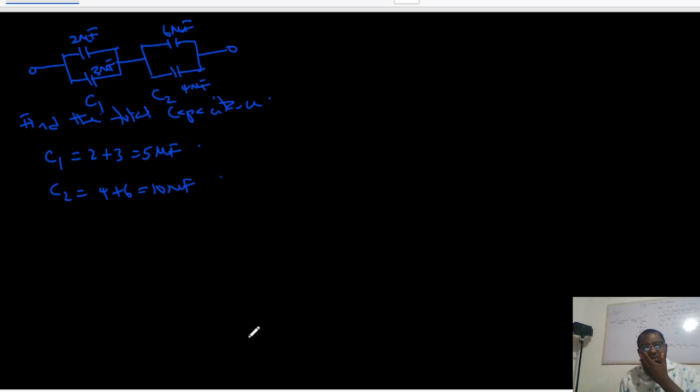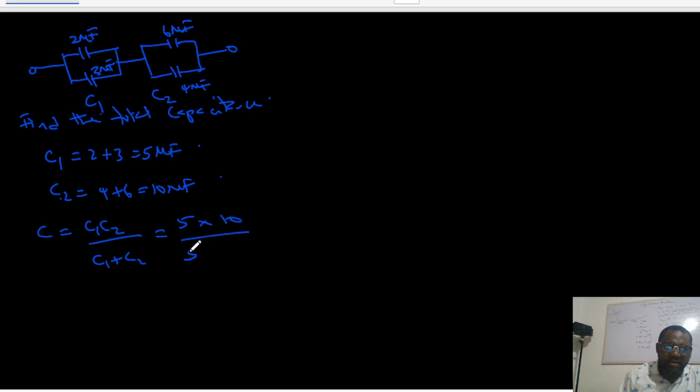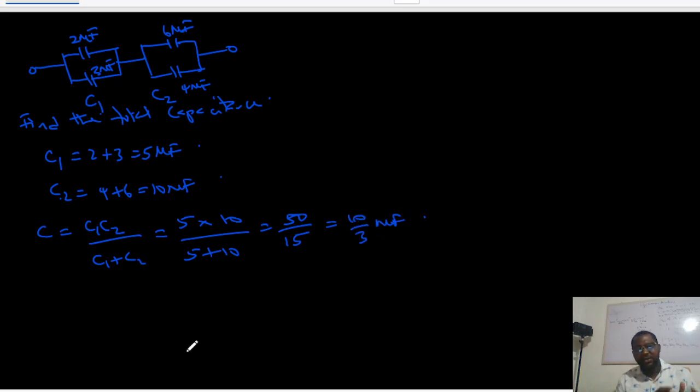Can you see that? So if I want to find the total capacitance, since C1 is in series with C2, it's going to be C1 C2 all over C1 plus C2. The formula I gave you earlier makes me get the answer fast. So your C1 is 5, C2 is 10, all over 5 plus 10. So that will be 50 over 15, and this is going to be 10 over 3 microfarad. So that's the answer to this question. Very interesting.